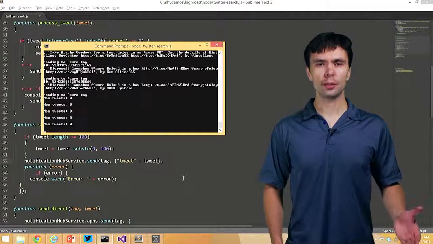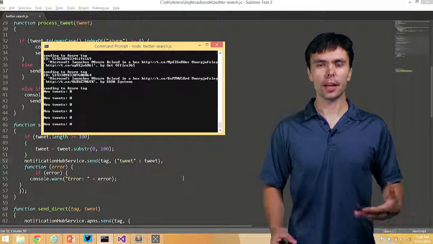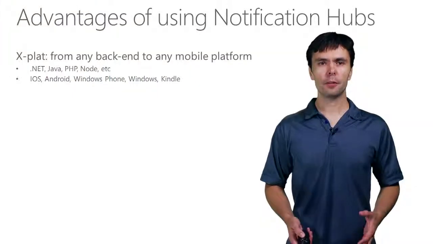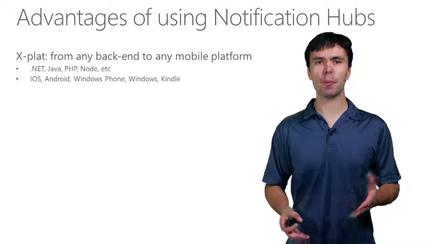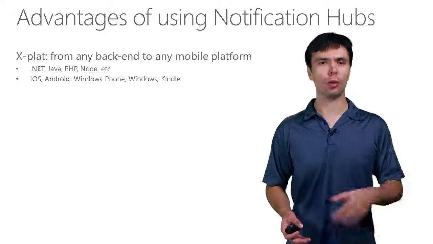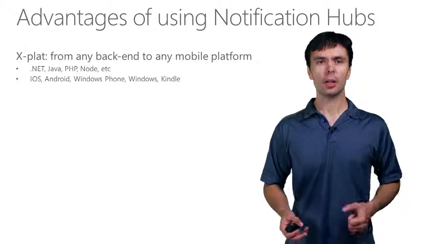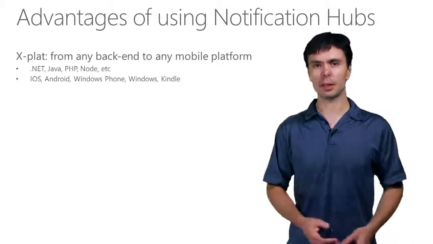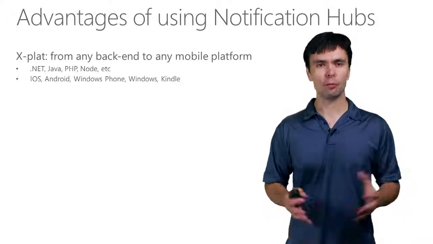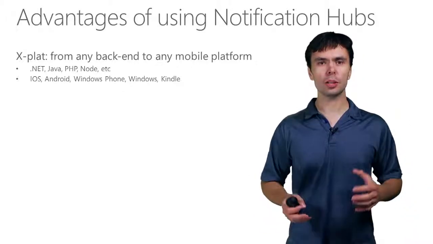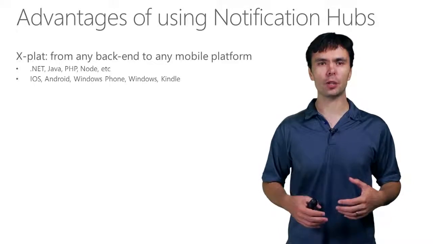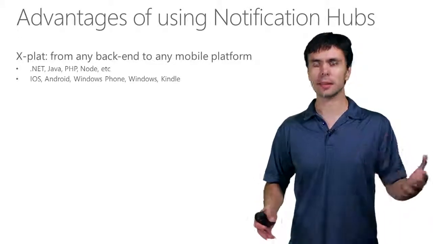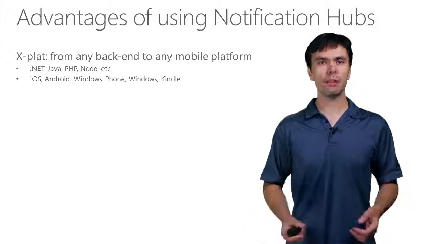As you have seen during the demo, Notification Hubs really helps you with all the mechanics of sending push notifications cross-platform. Notification Hubs can be used with any backend, whether it's written in .NET, Java, Node, PHP, you name it. Your backend doesn't need to run on Azure. It can run on premises. It can run on another cloud provider. We're very flexible. You can use Notification Hubs to send push notifications to any mobile platform out there, whether it's iOS, OS X, Android, Windows, even Kindle.